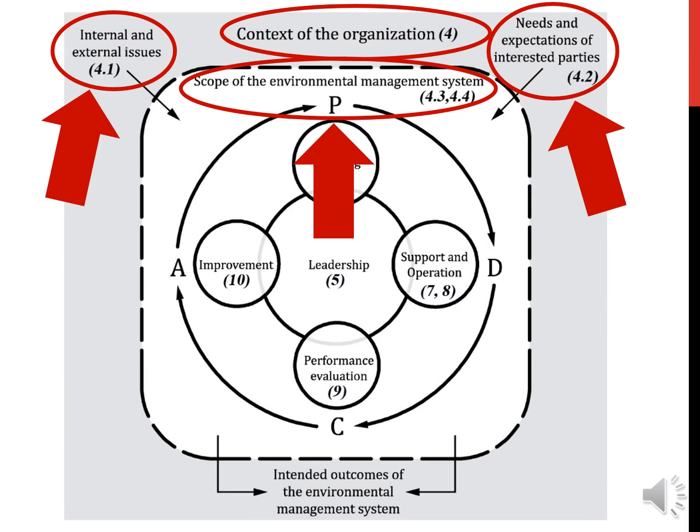As we can see, we go back to our diagram for the clauses of the standard. This week we're going to talk about the context of the organization, Clause 4. Going to discuss a little bit about internal and external issues, the needs and expectations of interested parties, as well as the scope of the environmental management system. So these are the areas we're concentrating on this week.